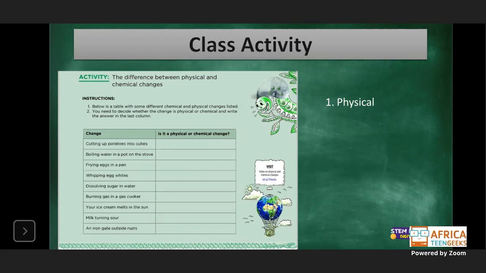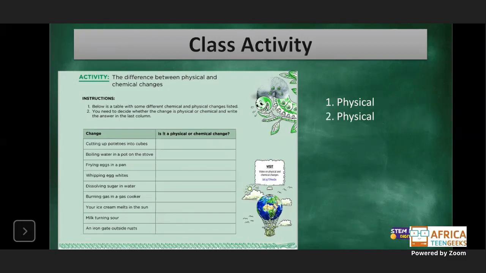Boiling water on the stove, is it a physical or a chemical change? So your viewer says chemical, Amabusha says physical. Bushle says physical. All right. So most of the answers, or rather, it is actually a tug of war. Half of you are saying physical, and half of you are saying it's a chemical change. All right, let's see the answer.